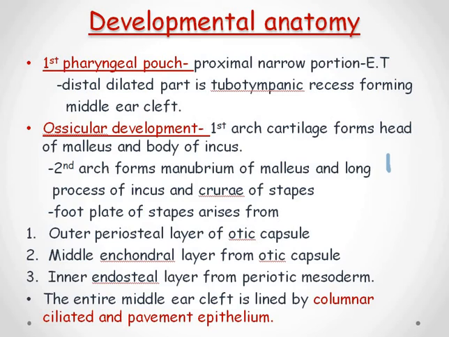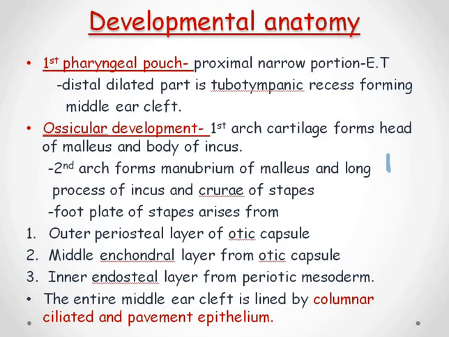So the developmental anatomy: from the first pharyngeal pouch, the proximal narrow portion forms the Eustachian tube, and the distal dilated part of the tubotympanic recess forms the middle ear cleft. The ossicular development: the first arch cartilage forms the head of the malleus and the body of the incus. The second arch forms the manubrium of the malleus, the long process of the incus and the crura of the stapes.